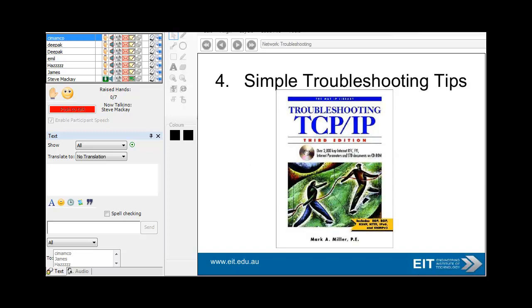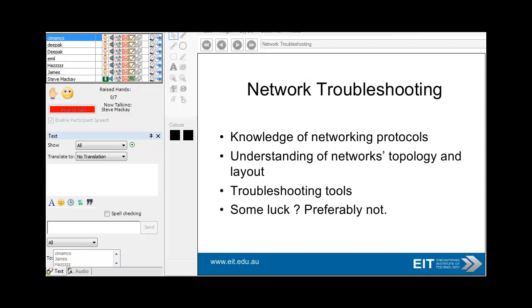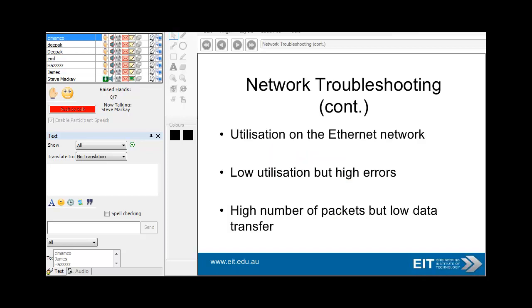And let's have a look at simple troubleshooting tips. Basically, first thing is to have a good knowledge of networking protocols, understand the topology, and some troubleshooting tools to fix problems. Hopefully, you can do it without luck. So as far as network troubleshooting is concerned, you need to look at utilization of the Ethernet network. If you have low utilization but high errors, you could have a problem with one of your Ethernet cards.